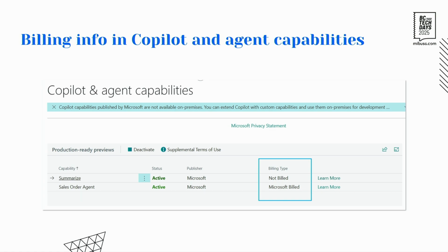I also just want to mention that this is only billing for the AI consumption or the large language model calls. If you're a publisher and you're selling your apps, you still can charge independently for the customer's right to use your apps, just like today on AppSource.